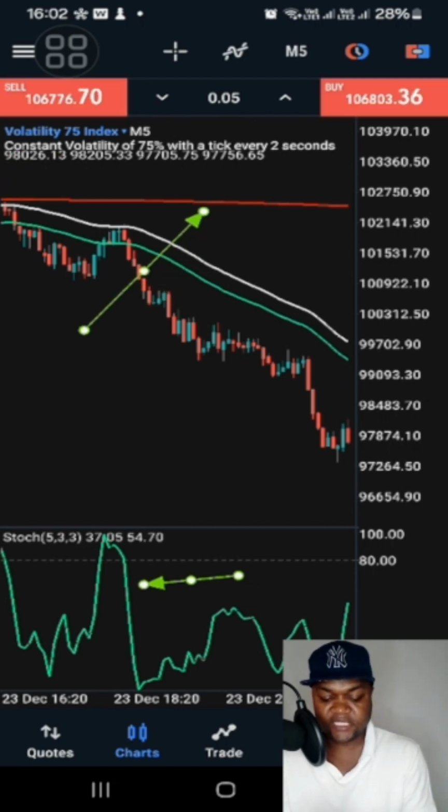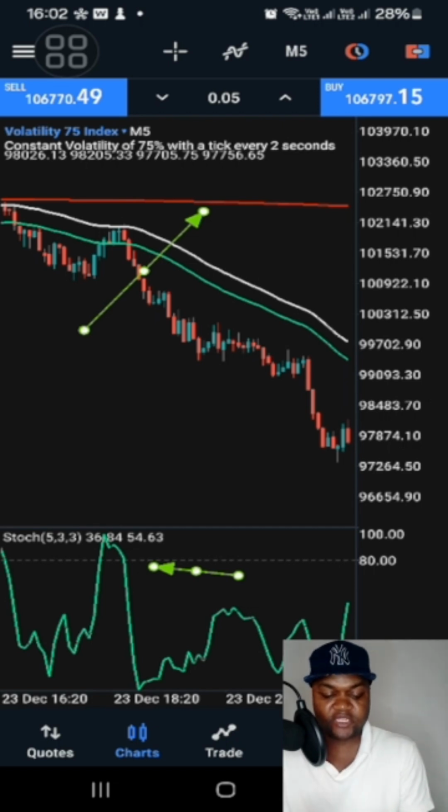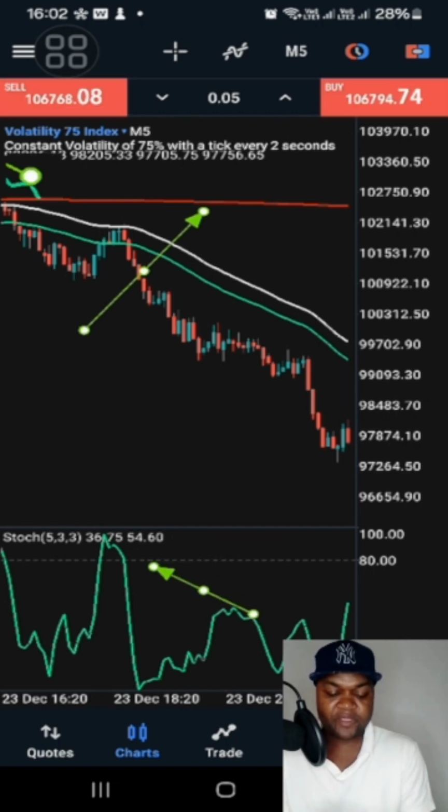So one, price is below our trend filter, which is the red line. Then the second thing is that price must go above the 80, not only going above the 80. It must then cross the 80 level. When it crosses the 80 level, price is now moving from the overbought and is ready to move downwards. So price would have gained enough bearish momentum.